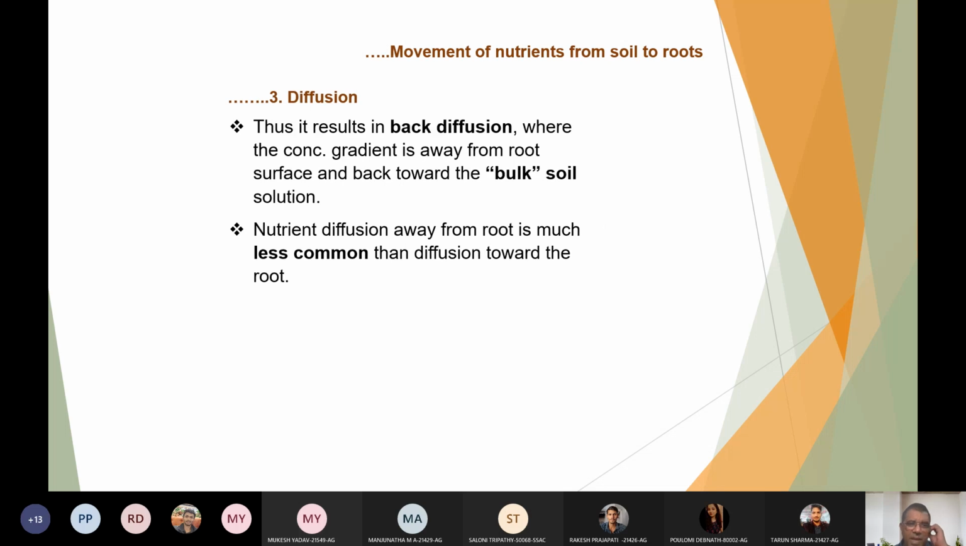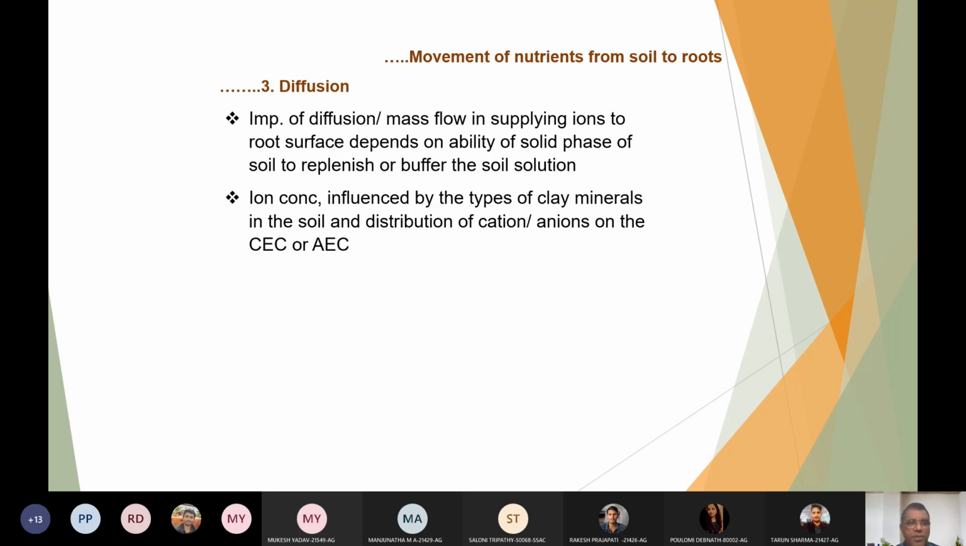Thus, it results in back diffusion, or reverse diffusion, you can say. Back diffusion is where the concentration gradient is away from the root surface and back towards the bulk of the soil. Nutrient diffusion away from the root is much less common than diffusion toward the root. So, of course, back diffusion is not very common, but it can occur. The importance of diffusion and mass flow in supplying ions to the root surface depends on the ability of the solid phase of soil to replenish or buffer the soil solution.